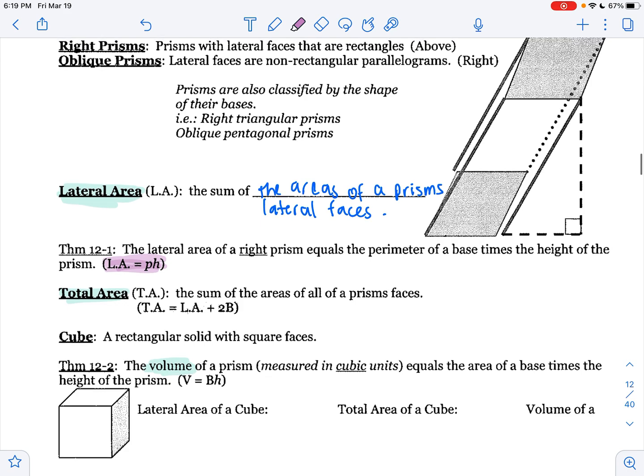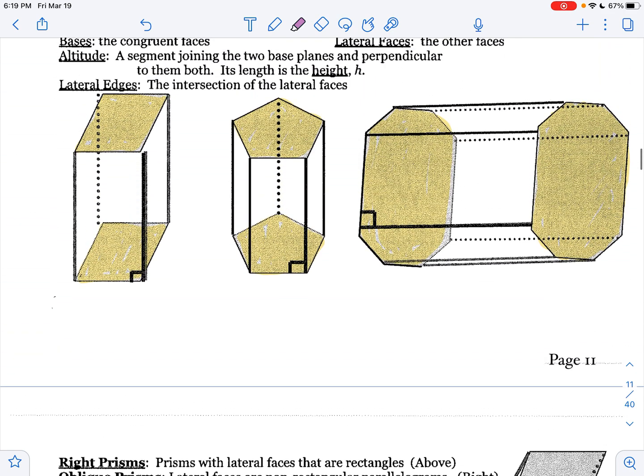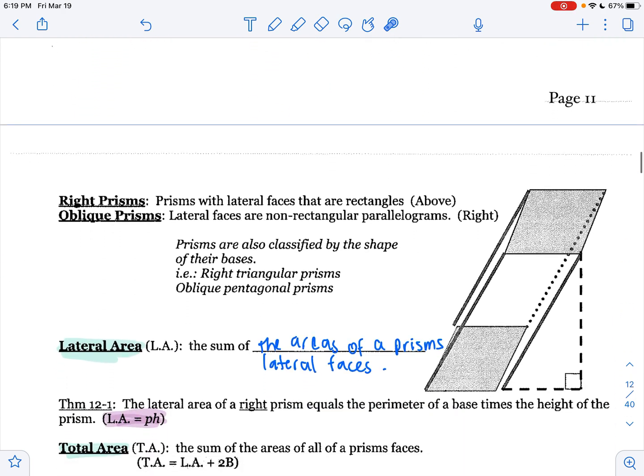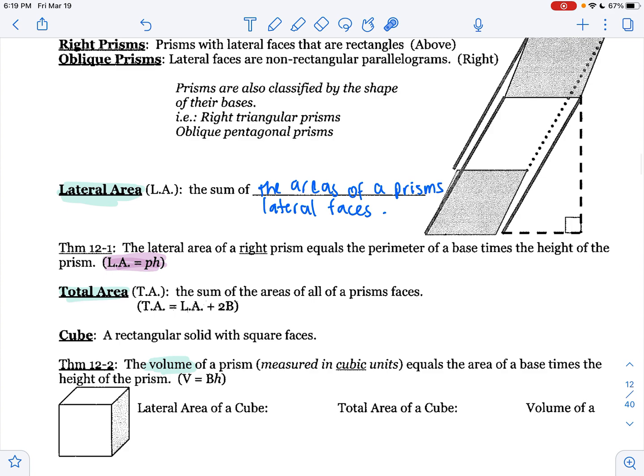Now, if we talked about wrapping a present in the shape of a box, that's a rectangular prism, we would need enough wrapping paper not only to cover the lateral faces, but also to cover the top and the bottom. And so that's what we call total area. So total area includes the area of the bases as well. So when we look at the next formula, total area is lateral area plus 2B.